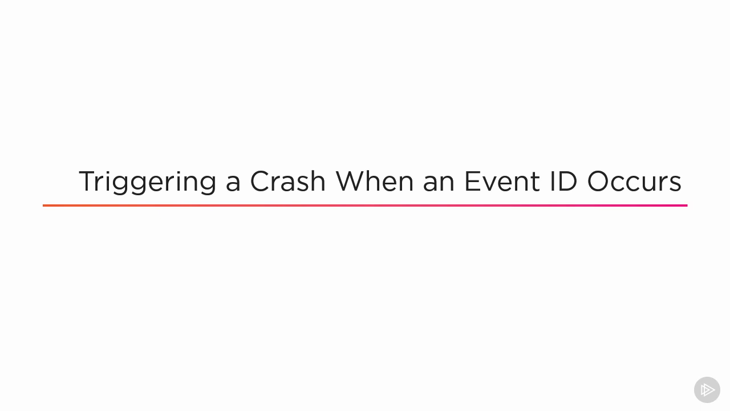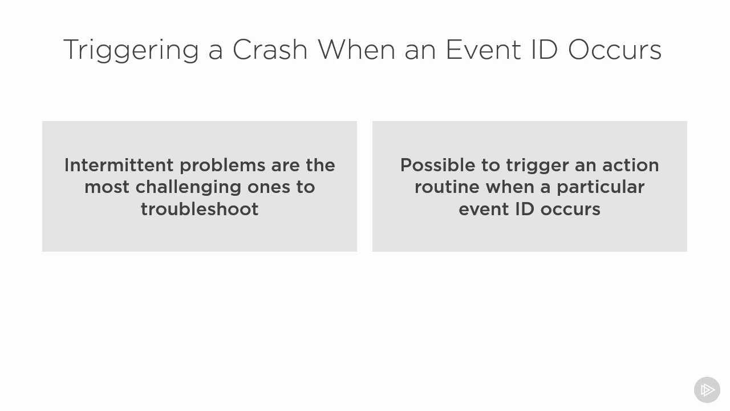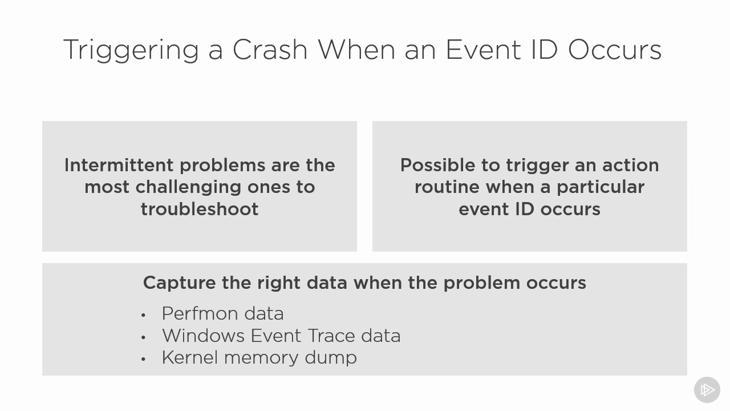The first technique I'd like to show you is how to trigger a crash when an event ID occurs. As you may know, intermittent problems are the most challenging ones to troubleshoot, simply because you don't know when they will occur. The good news is that it's possible to trigger an action routine when a particular event occurs. This allows you to capture the right data when the problem occurs, namely you can gather perfmon data, perhaps Windows event trace data, and if necessary, even a kernel memory dump.